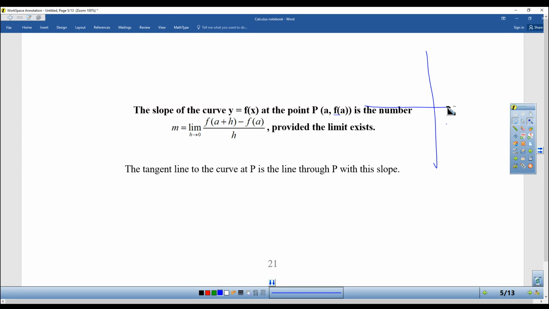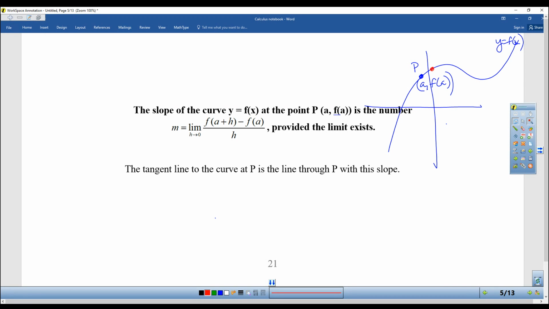So you've got some kind of y is equal to f of x. You've got some point P. Let's put it over here. It doesn't really matter. A comma f of a. What's your point? Point P is the number, the limit of f of a plus h minus f of a over h. And if you're thinking, that doesn't look like what we did, no, it is. I'm going to show you.